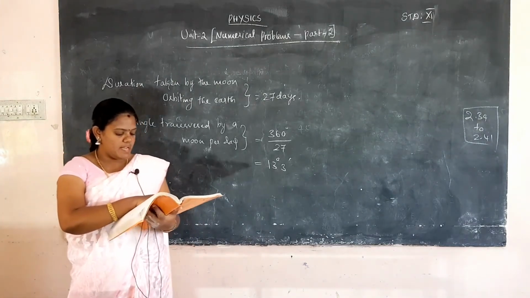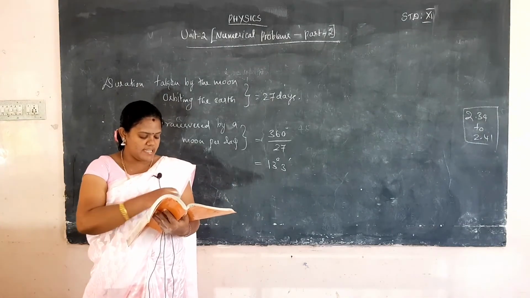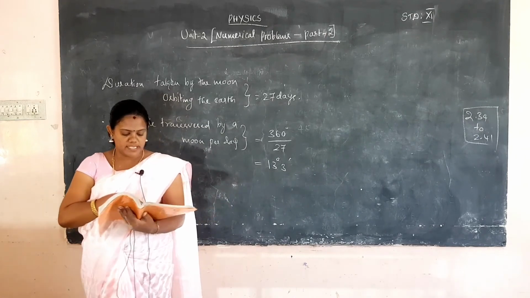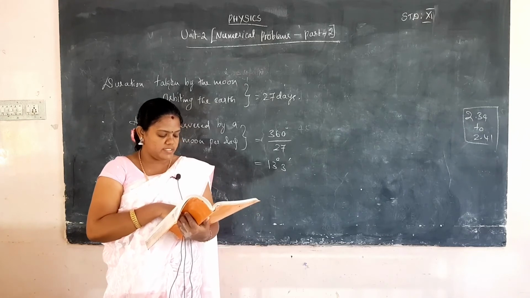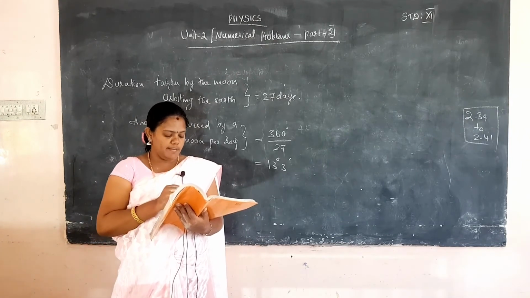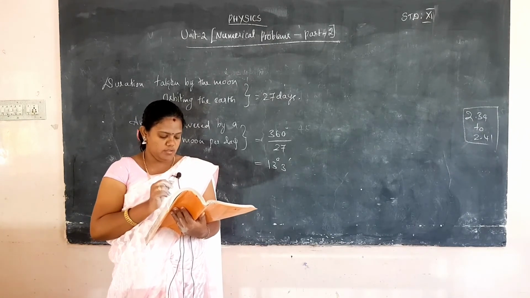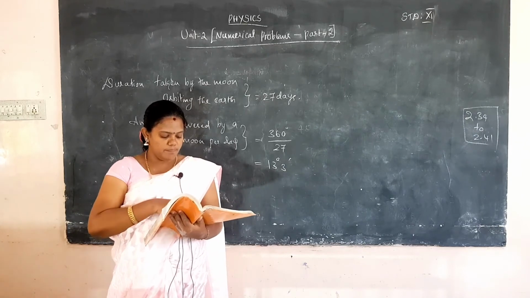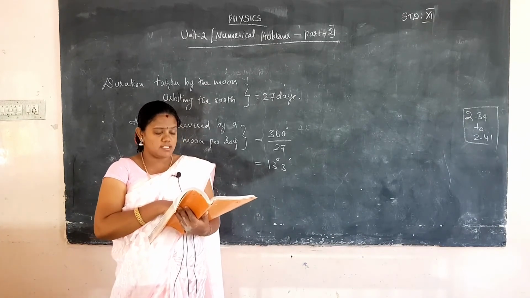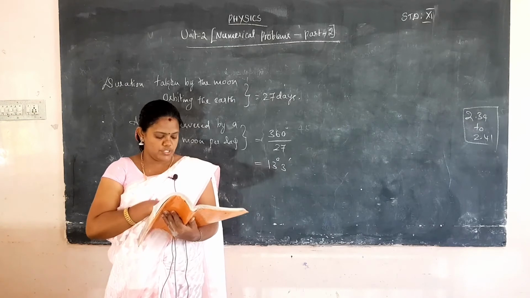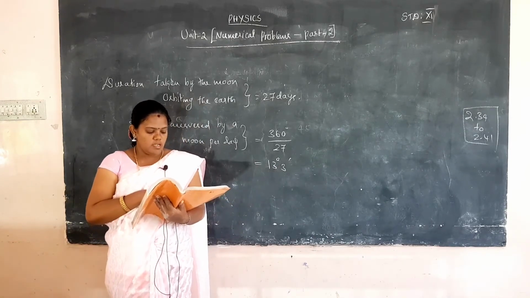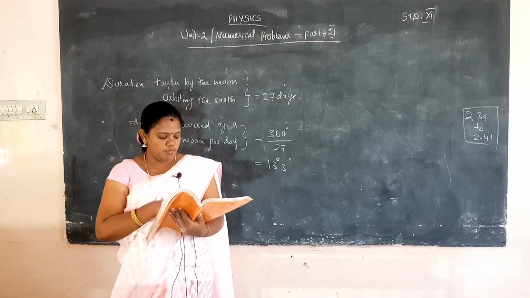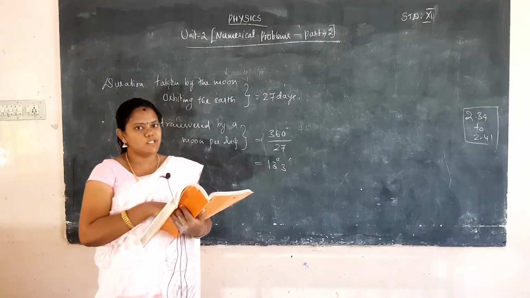An object of mass m has angular acceleration alpha equal to 0.2 radian per second square. What is the angular displacement covered by the object after 3 seconds? So the alpha value is given, the time value is given. Angular acceleration alpha is equal to 0.2 radian per second square, and time is 3 seconds. So we want to calculate the angular displacement.